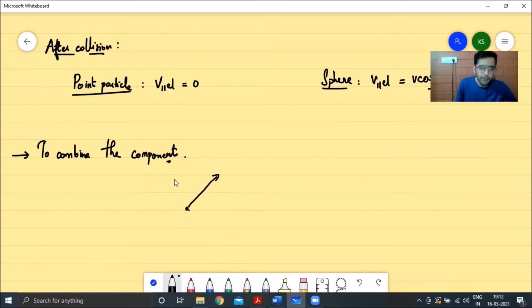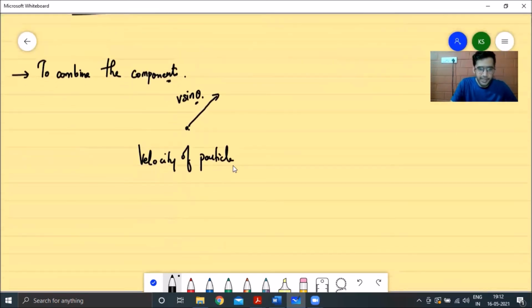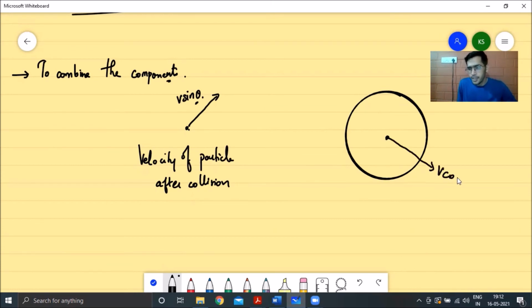And what was its perpendicular component of velocity? This is the velocity of the particle after collision. It had a velocity perpendicular to the line of action of force, and that is equal to v sin theta. And what about the velocity of the sphere after collision? As we saw earlier, its perpendicular component of velocity is 0. It does not have a perpendicular component of velocity after collision, but it will have a parallel component of velocity now. We found that parallel component to be equal to v cos theta. So this is the velocity of the sphere after collision, right?